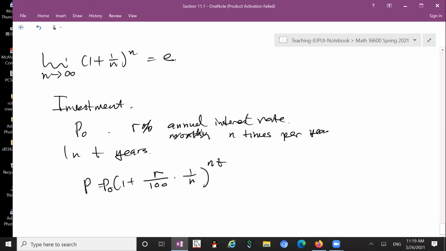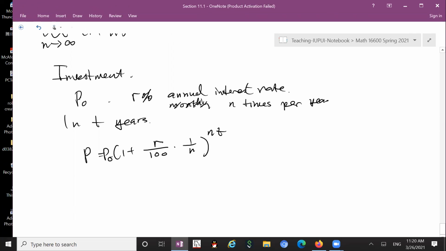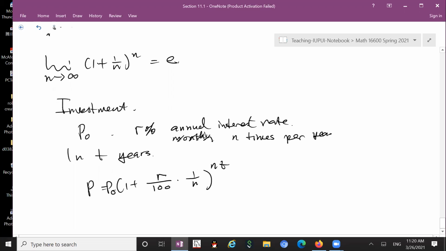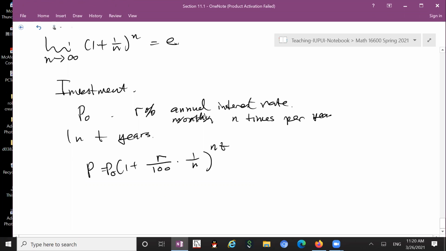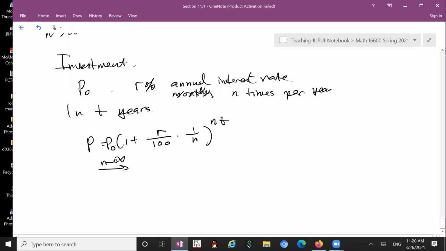Then you have to find the limit. Suppose it's compounded continuously. That means N is going to be sufficiently large, then you take the limit. So how do you find the limit? You end up with e to the rT. So the limit, when n approaches infinity, is going to be e to the rt.